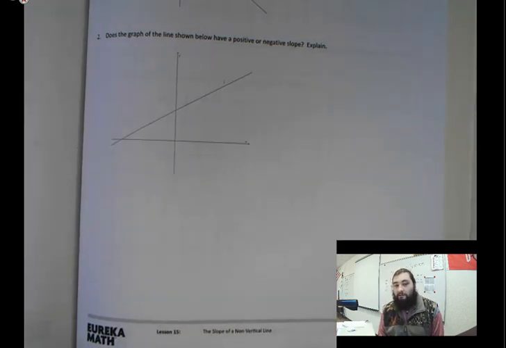Hopefully this makes sense. Understanding slope is going to be a big key in what we do moving forward, whether in creating equations as well as graphing equations, and then looking forward to functions. So it's going to be helpful, it's going to be useful. We need to know how to find the slope of a line.